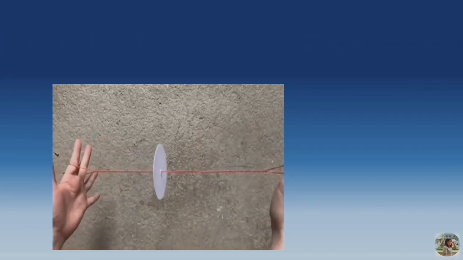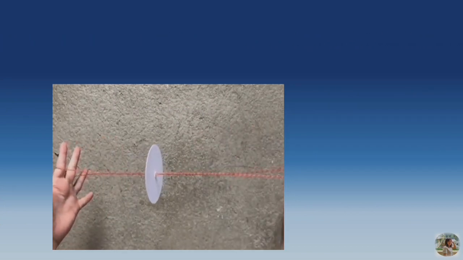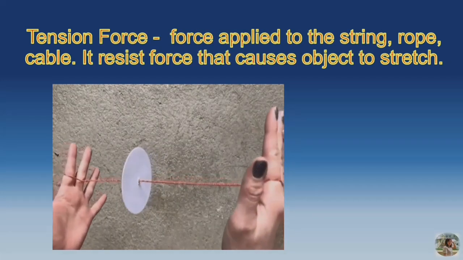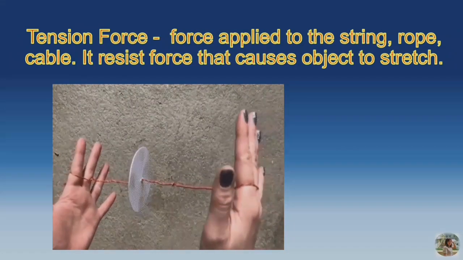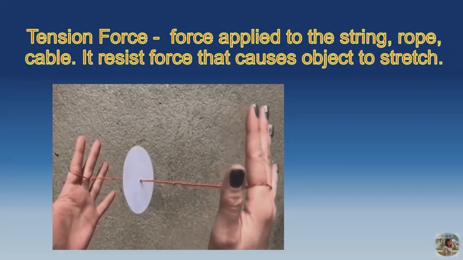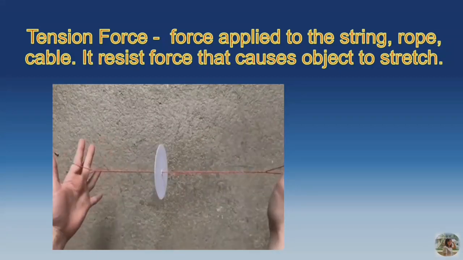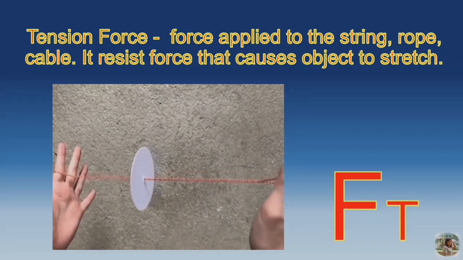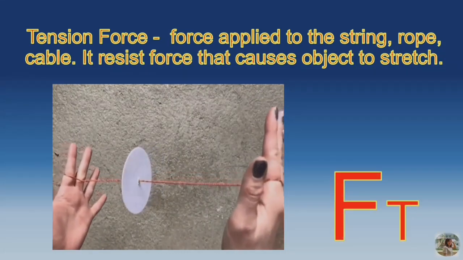The last example of contact force is tension force. It is a type of force applied to a string, rope, cable, and chain. It resists force that causes an object to stretch. The symbol used for tension force is F sub T.